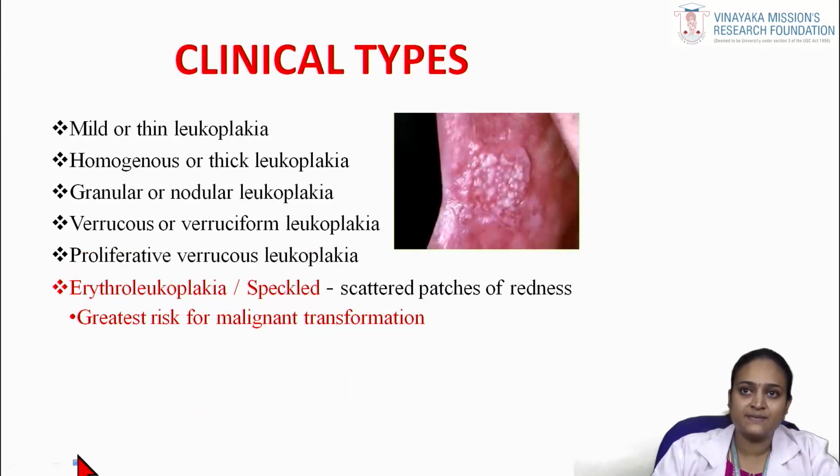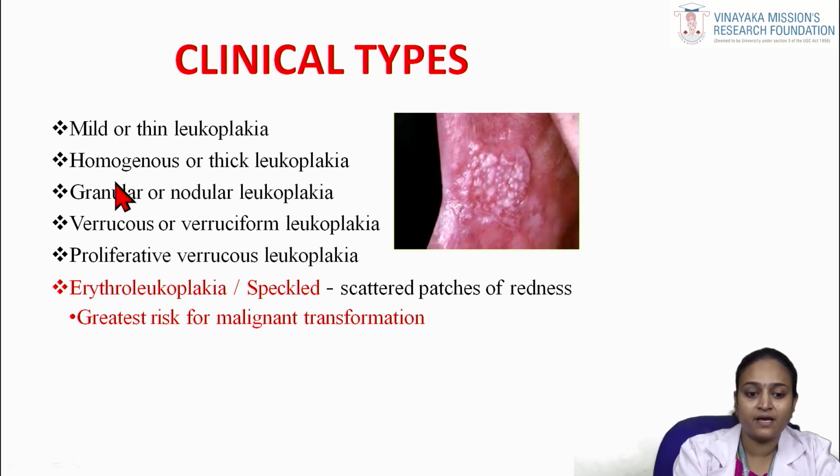Coming to the clinical types of leukoplakia, it can be a mild or thin leukoplakia, homogeneous or thick leukoplakia, either a granular or nodular leukoplakia, verrucous or verruciform leukoplakia, proliferative verrucous leukoplakia, or erythroplakia, that is speckled leukoplakia.